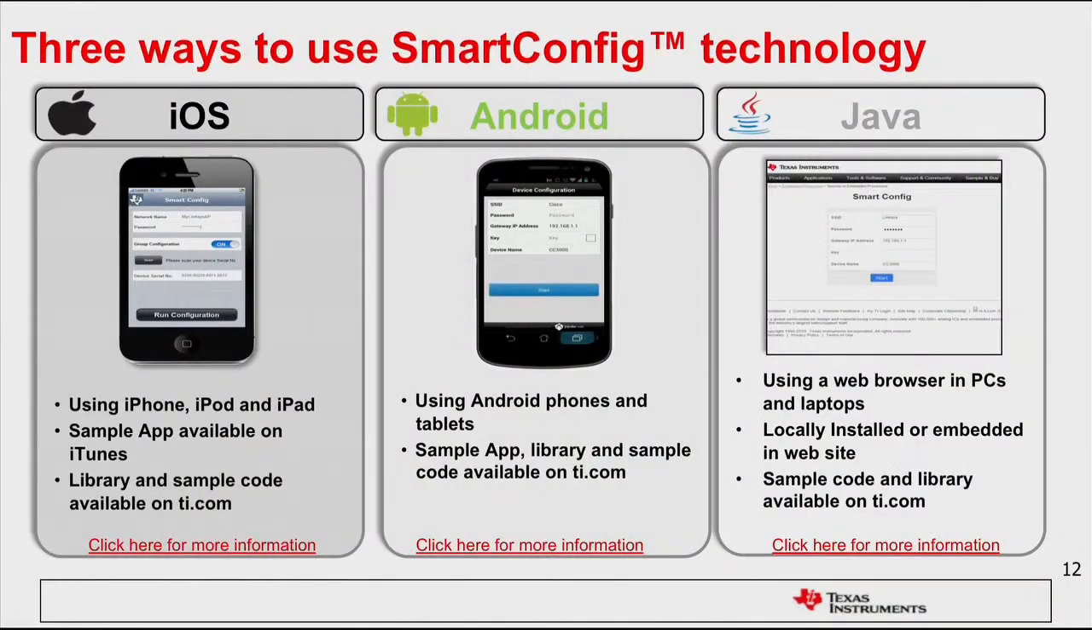I talked about the sample implementations, and these are some visuals to show what the apps look like. On an iOS device, this is available in the App Store itself. We also have on TI.com a downloadable for the source and the library that can be used in your own application. We also have an Android solution available on TI.com with the source and the library downloadable. And then a Java applet as well. This is available live on TI.com, where you can just try it out, or it's also a downloadable that can be used and customized in your own applications.